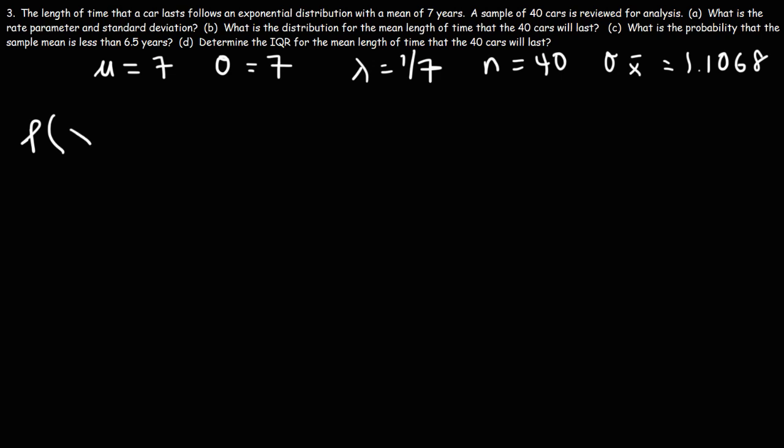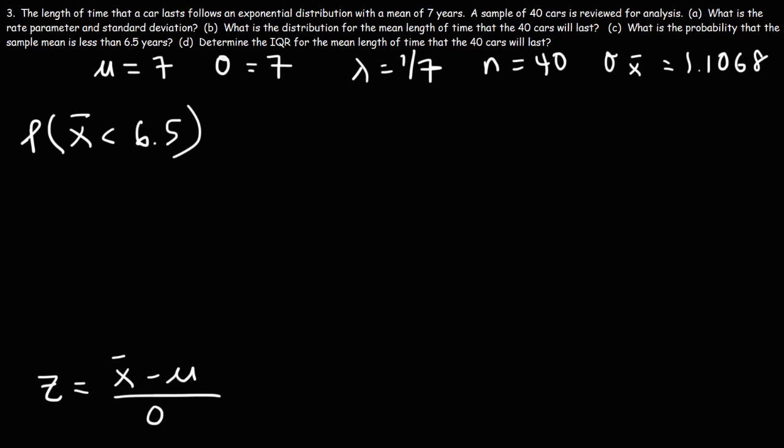So the probability that x bar is less than 6.5 is going to be, first we need to calculate the z-score. So it's going to be x bar minus the mean divided by the standard error, which is the standard deviation divided by the square root of n. So this is the probability that z is less than x bar, which is 6.5, minus the mean of 7 over the standard error of 1.1068.